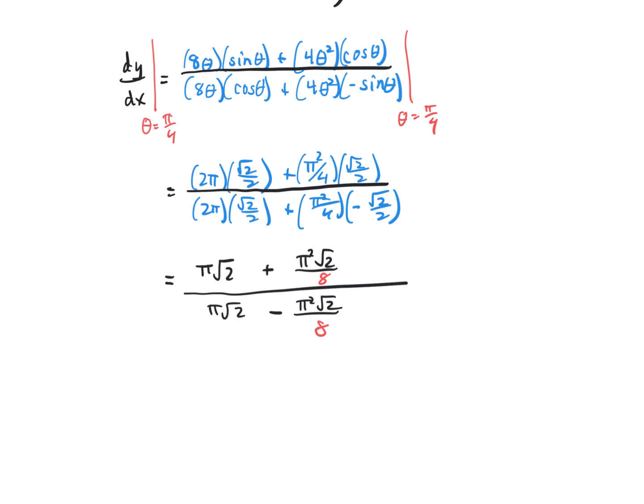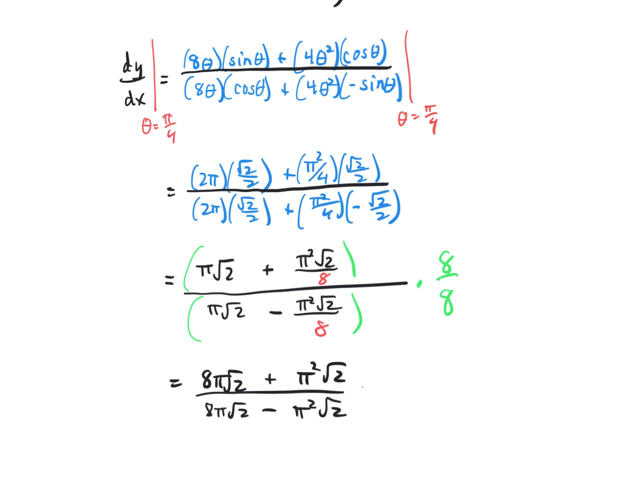Canceling out some 2's, doing a little arithmetic, and now let's multiply times 1. When you multiply by 1, you don't change the value at all. We'll distribute, and that gives us that. And we can factor out pi root 2 from the numerator and the denominator.